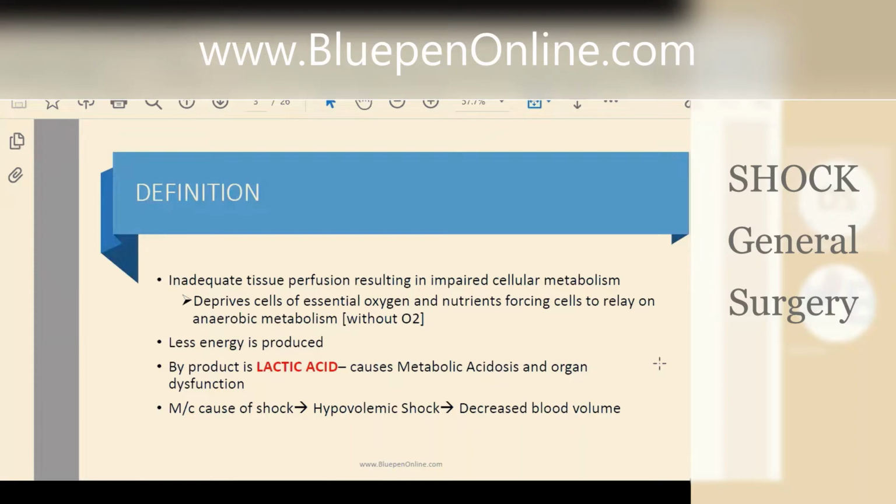And one more thing is that in anaerobic metabolism, lactic acid is the byproduct. So what happens? Lactic acid is an acid, so it gets deposited in our body and it can cause metabolic acidosis, and acidosis will also lead to end organ damage and cause organ dysfunction.